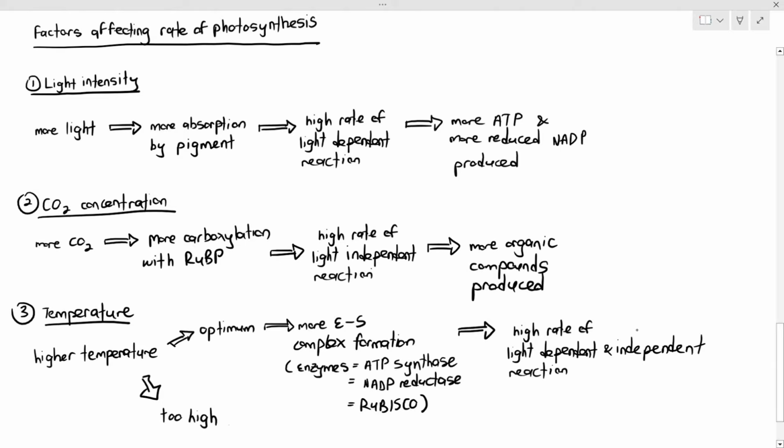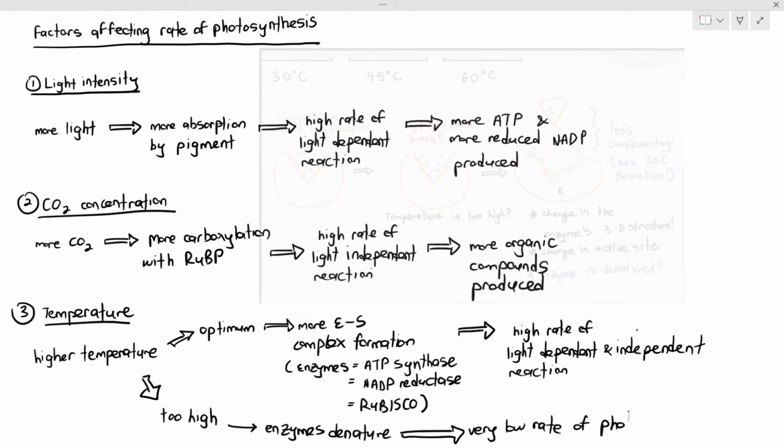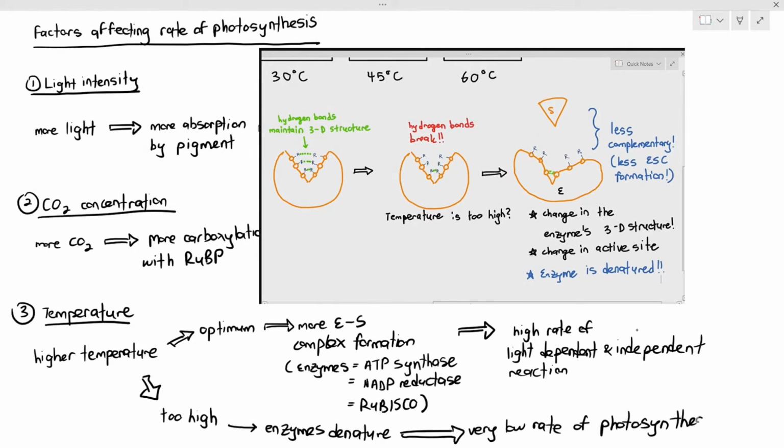However, if the temperature is too high or above the optimum temperature, enzymes may denature. Remember, what causes enzymes to denature again? This happens due to the hydrogen bonds in the enzymes being broken down. So the 3D structure of the enzymes changes. They cannot form ES complex, so they cannot catalyze the chemical reaction. So photosynthesis in this case will reduce.